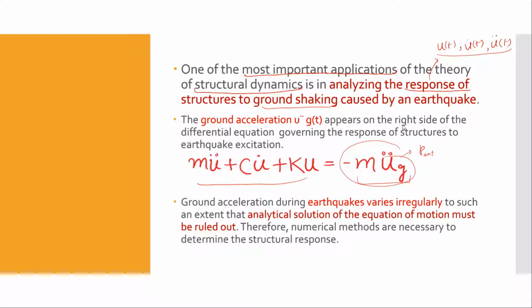Ground acceleration during earthquakes varies irregularly. We have seen the graph of the earthquake, that it varies so irregularly that the analytical solution of the equation of motion must be ruled out. Therefore, numerical methods are necessary to determine the structural response.